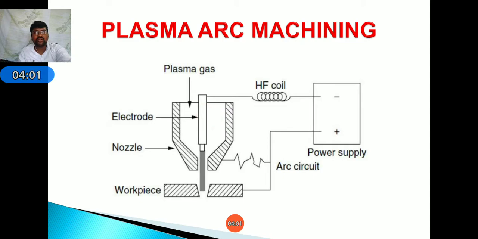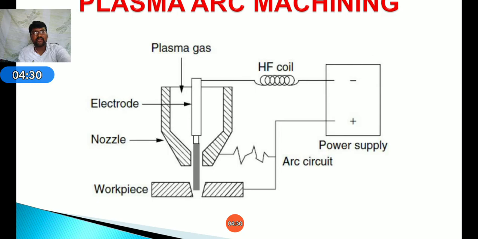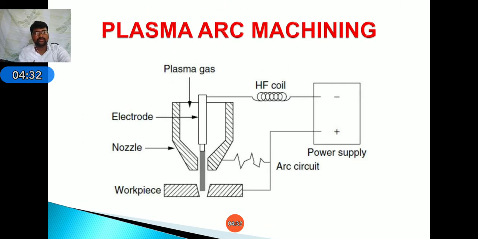Due to this, more electricity will pass through this gas. Here the nozzle acts as an anode, and some amount of heat will be developed. Whenever we heat this gas, the plasma gas becomes ionized, and it acts as a conductive material. Through this, the gas will pass through the nozzle.